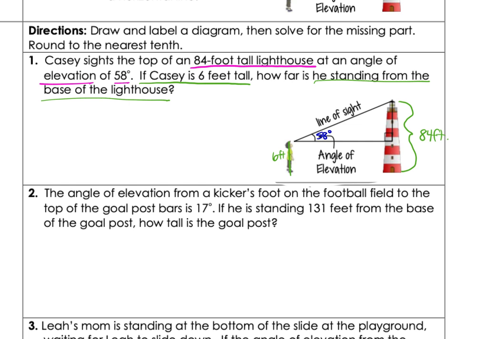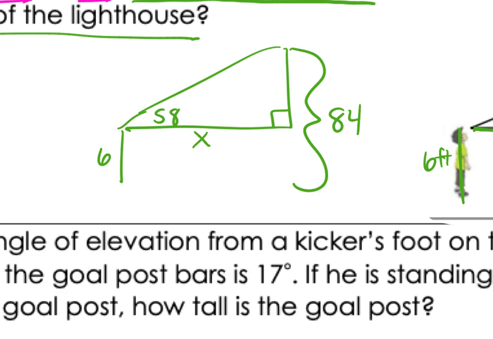What are we solving for? How far he's standing from the lighthouse. So do you see where that is represented here? It's the horizontal, right? It's this side of that triangle. Okay. So I'm going to ditch the lighthouse. You don't have to redraw, but I just want you to see it a little more crisp here. This is 58. This is 6. This is 84. And we're trying to find that. Do you see it? What do we need?